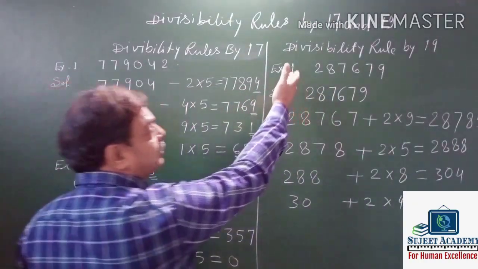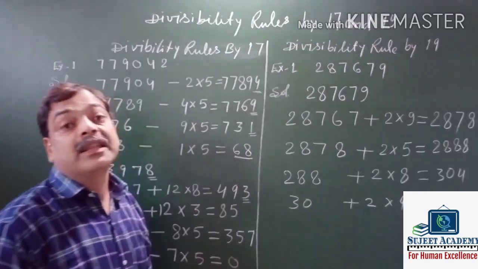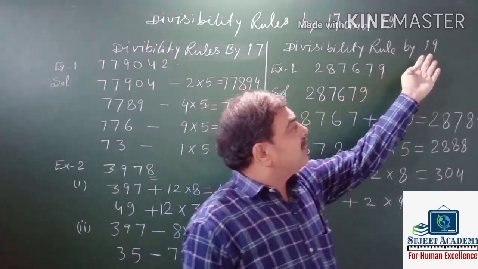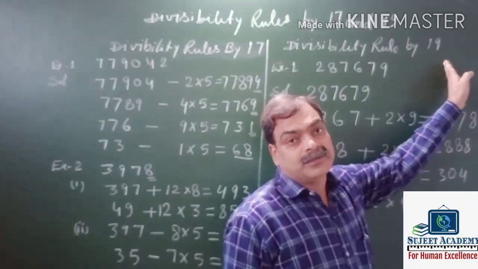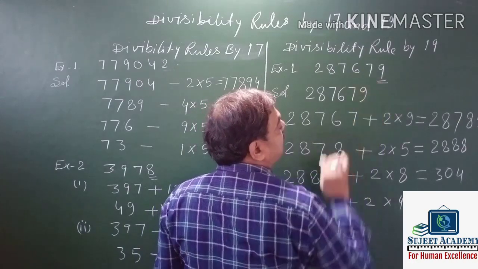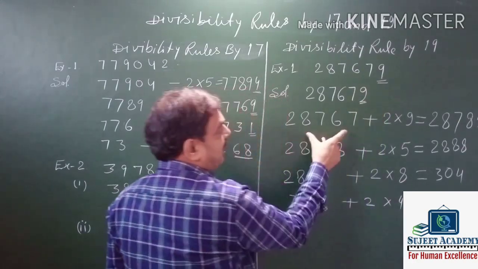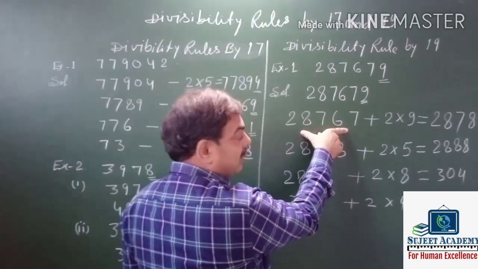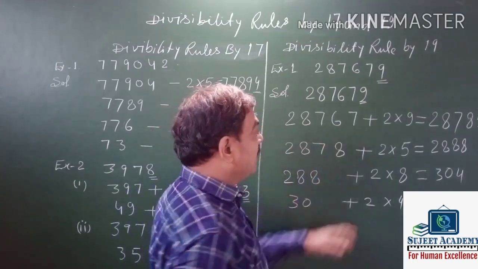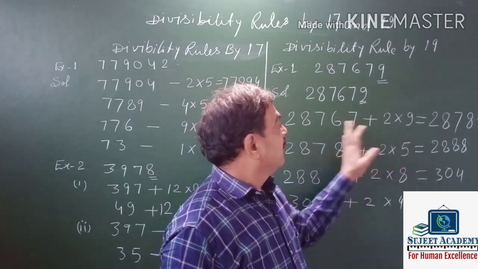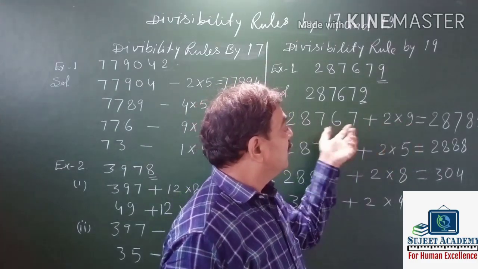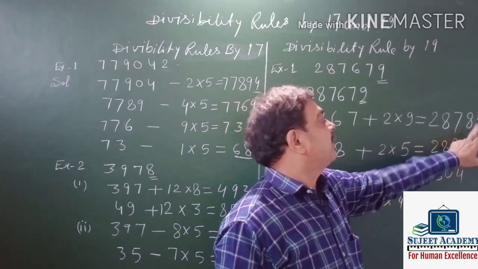After that, to check the divisibility rule by 19, the oscillator for 19 is 2. Then you select the unit place value 9, and this part is the remaining part of the number, 28767. Plus 2 times 9, which means 18. You add 18 here and we get 28785.